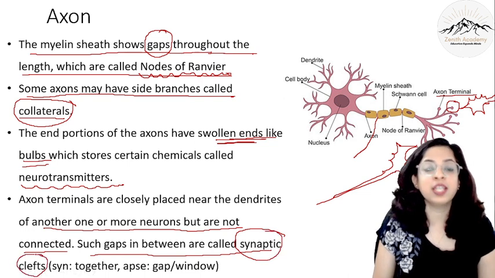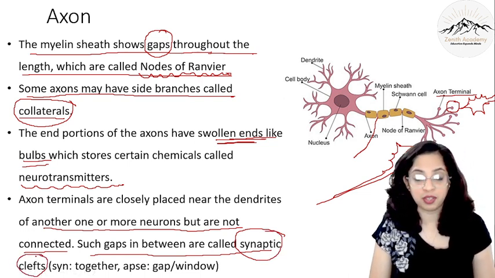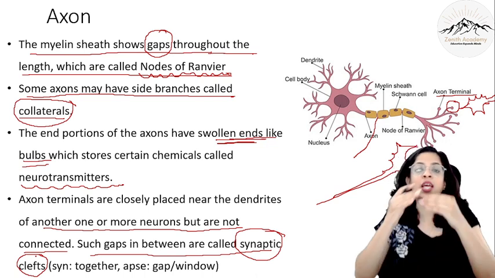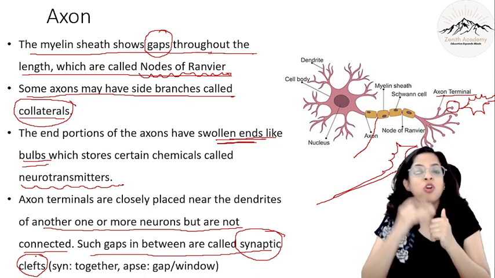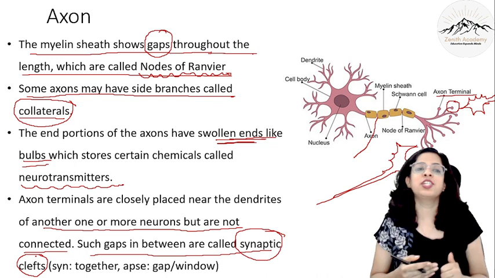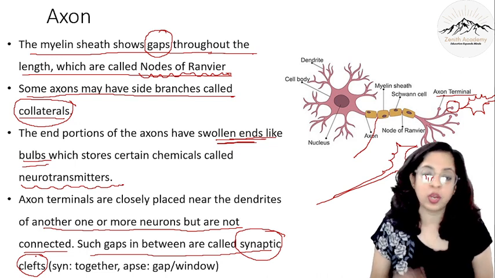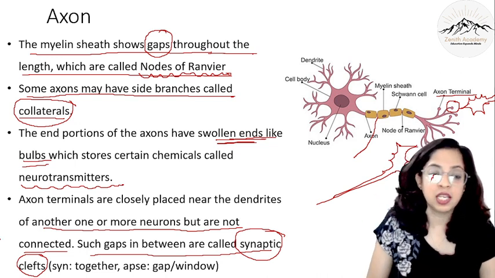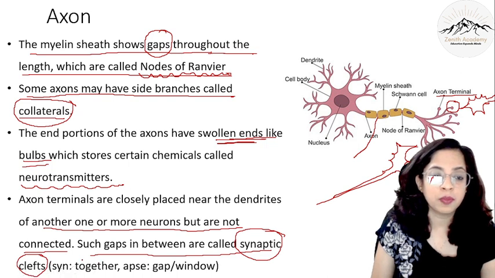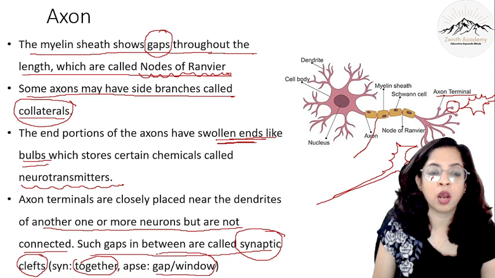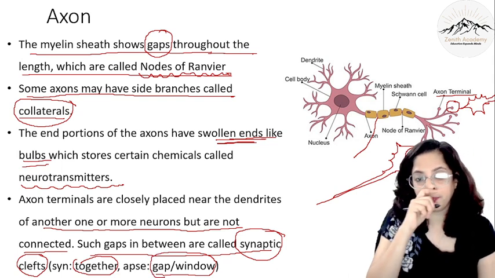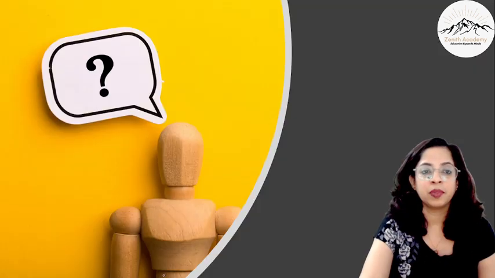Okay, what are they known as? Synaptic cleft. क्या होते हैं बेटा synaptic clefts? The gaps between the axon terminal and the dendrites of the other neurons is known as synaptic clefts. Syn means together, and apse means gap or a window. Okay, synaptic clefts.